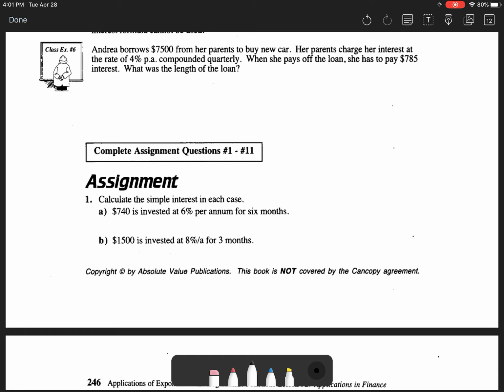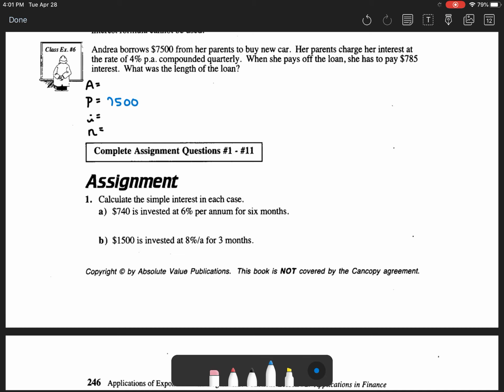at one time. Andrea borrows $7,500 from her parents to buy a new car. Her parents charge her interest at a rate of 4% PA, again per annum, for the year, compounded quarterly. When she pays off the loan, she has to pay $785 in interest. What was the length of the loan?